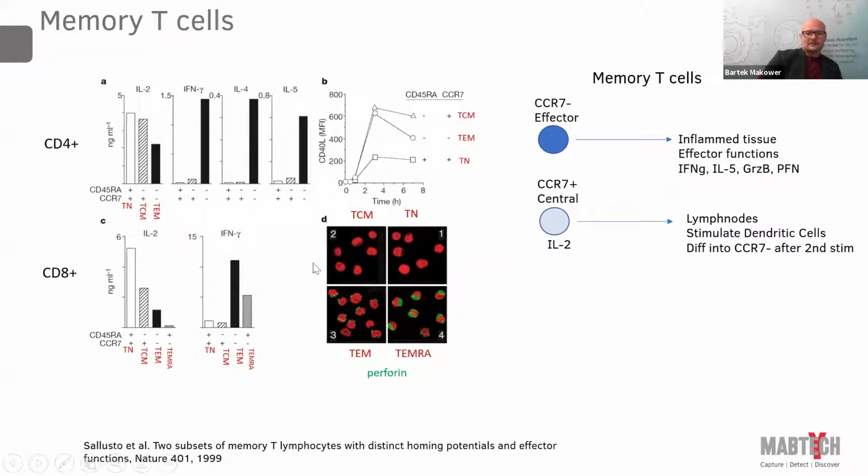And this data just shows what the different subsets, which cytokines they produce, as I showed on the previous slide. The CD4 memory cells produce IL-2, effector cells less IL-2, but lots of interferon gamma, while memory cells do not produce interferon gamma, for example. And here we show that the terminally differentiated effector CD8 cells produce lots of perforin, while central memory does not.